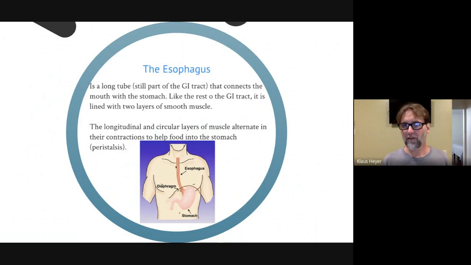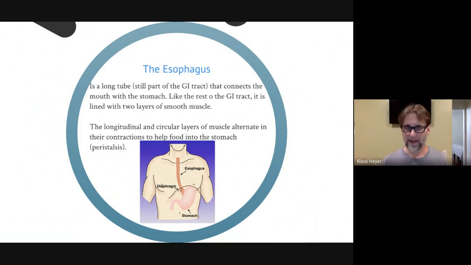So if you look at the esophagus, there's muscle running long ways, like up and down the esophagus. So we call that longitudinal. And then we have muscle that circles around the esophagus. So we're calling that circular. So there's a longitudinal layer of muscle. There's a circular layer of muscle. They're going to alternate in their contractions and kind of push the food through your esophagus.